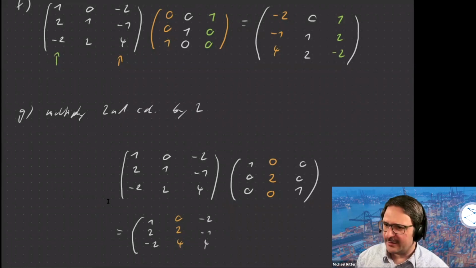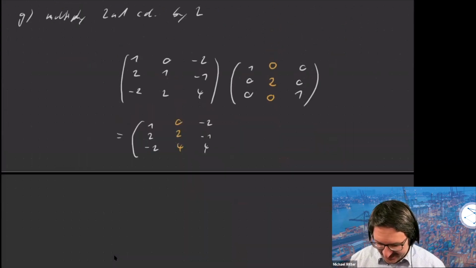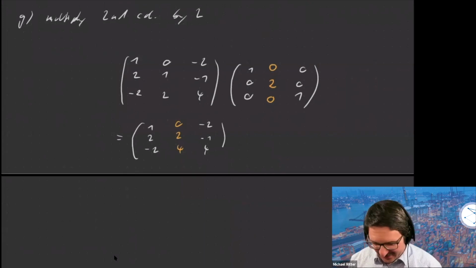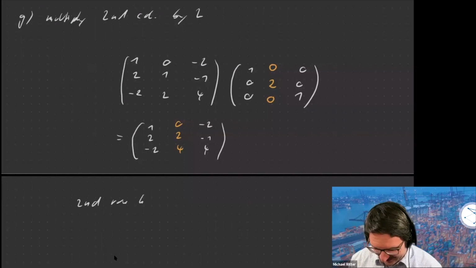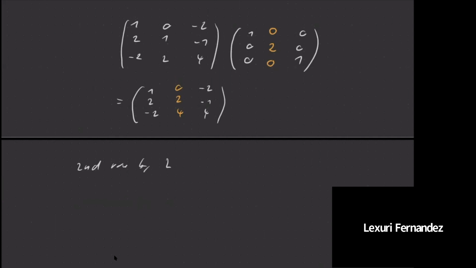So this here, just to write down the result, is the second column multiplied by 2. Did I get that right? No, actually I mixed that up, right? Yes. Okay, sorry. So this is the second column. What you wanted, I think, was the second row, because we did the second column.